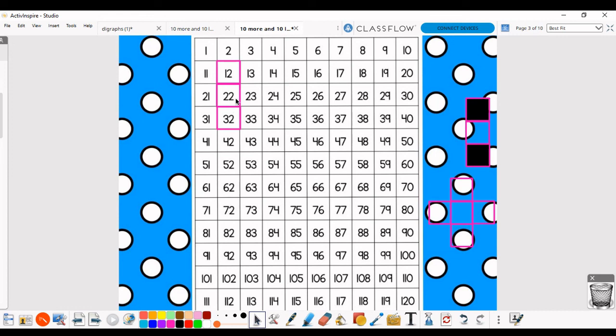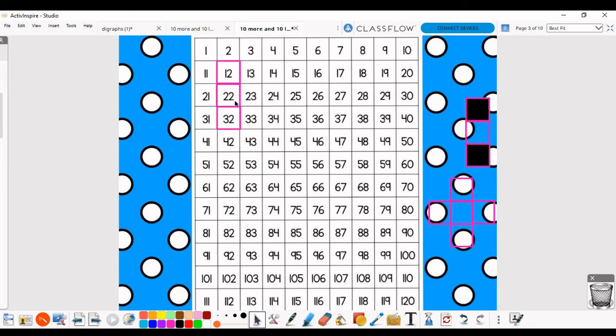So remember, to find 10 less, we go up the column. 10 more, we go down the column. So put your finger on the number 22. And to find 10 less, we go up the column one time. And you see, our ones place stayed the same. And we counted backwards one number in the tens place. And we've landed on the number 12. So that means 12 is 10 less than 22.